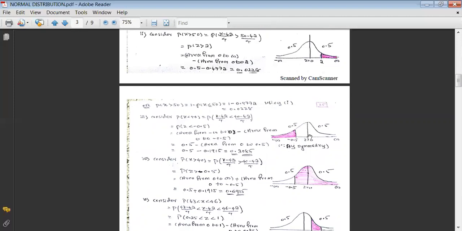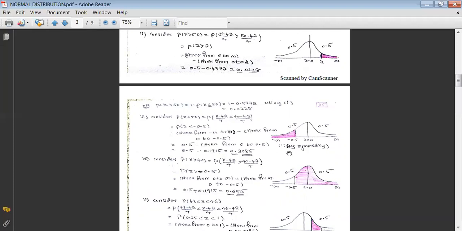Minus 0.5 lies to the left of 0, so you have to mark minus 0.5 somewhere, and you want the area which is less than that. Less than that means below that. Therefore we want this shaded area. In order to convert it into the area from 0 to something format to use the standard normal table, I can write the required area as the left half, that is the area from minus infinity to 0, minus the area from 0 to minus 0.5. The left half covers 0.5.